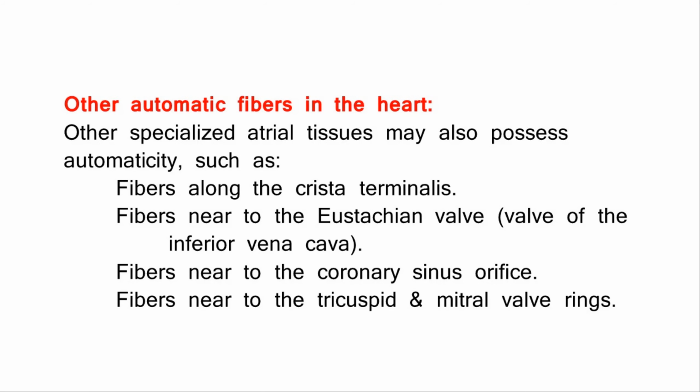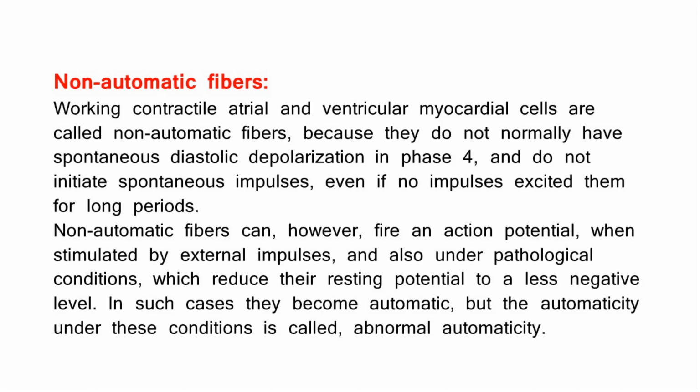Other automatic fibers in the heart. Other specialized atrial tissues may also possess automaticity, such as fibers along the crista terminalis, fibers near to the eustachian valve, valve of the inferior vena cava, fibers near to the coronary sinus orifice, fibers near to the tricuspid and mitral valve rings. Non-automatic fibers.